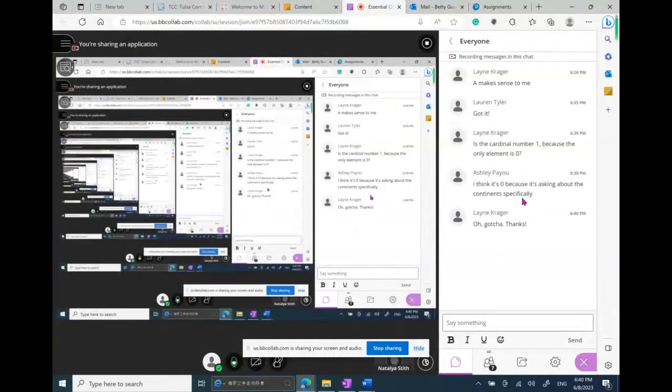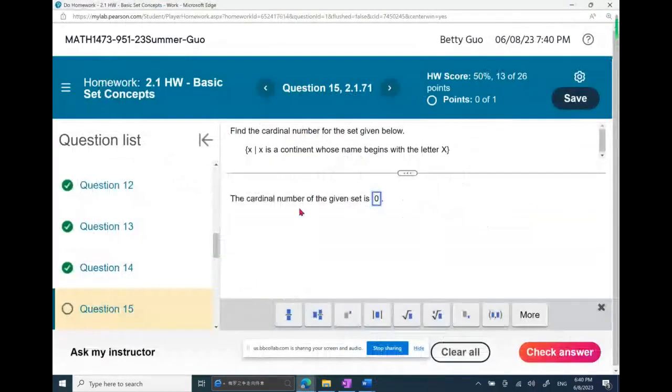Very good. Perfect. Continent specifically, not the number of it. Awesome. So we do need to have good reading comprehension, English comprehension ability, even when learning mathematics, right? You have to understand the question correctly.